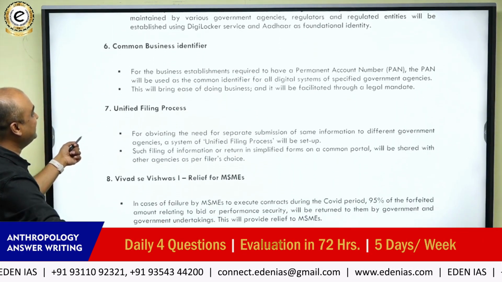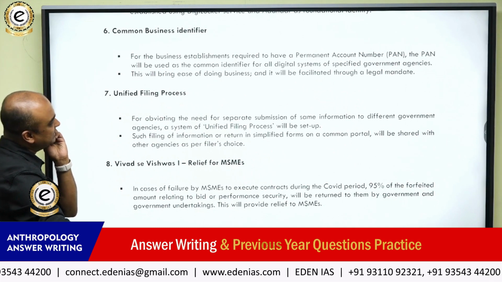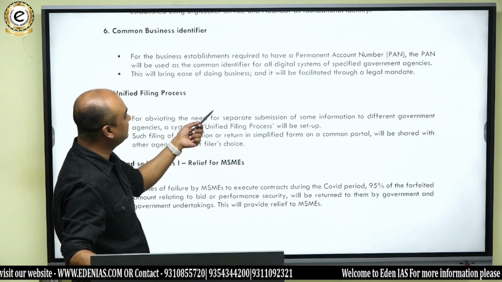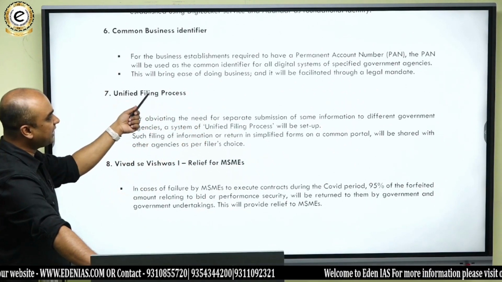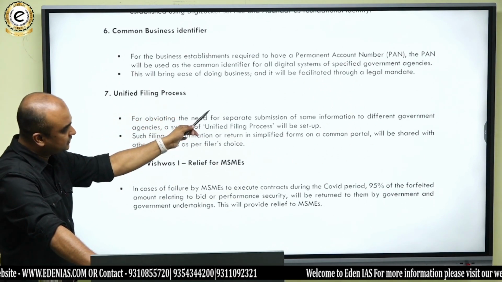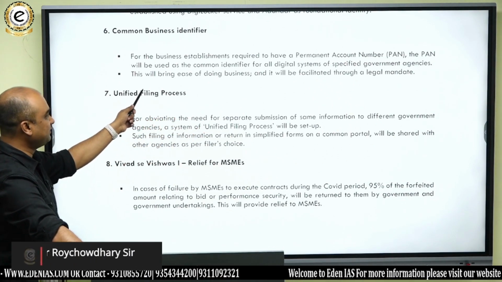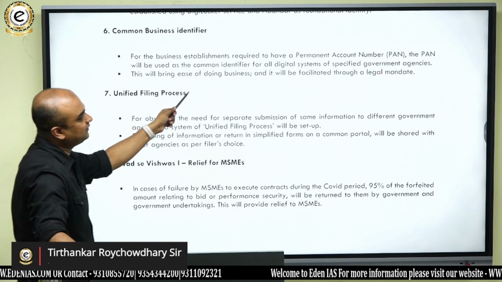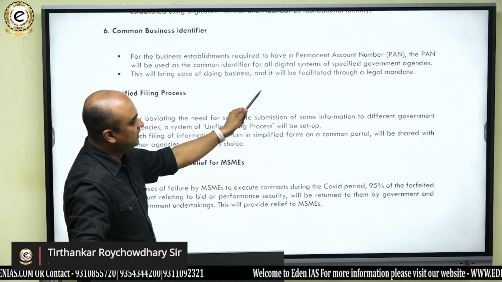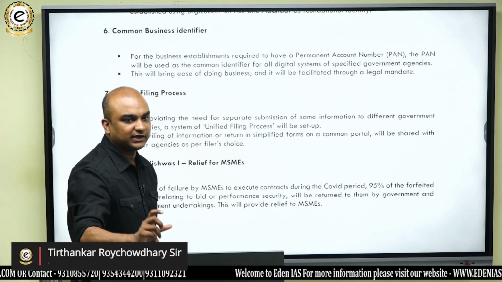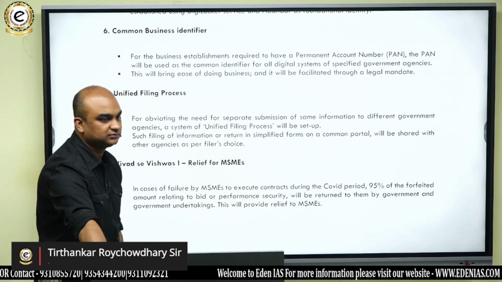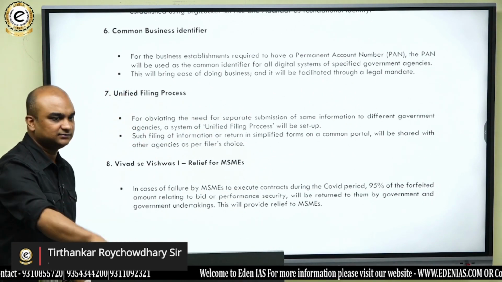Common business identifier for the business establishment required to have a permanent account number. The PAN will be used as the common identifier for all digital systems of specified government agencies. This will bring ease of doing business and it will be facilitated through a legal mandate. अभी भी पैन से होता है लेकिन कोई लॉ नहीं है उसके अराउंड, ठीक है. पैन आधार लिंकेज पता है ना.